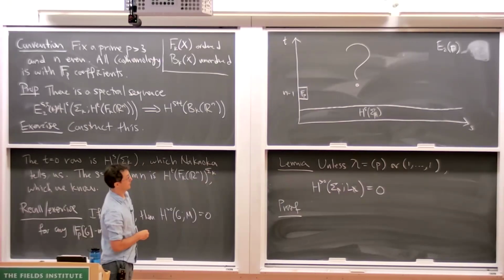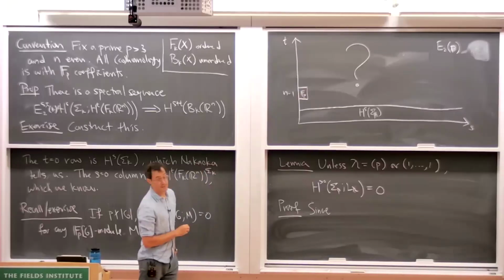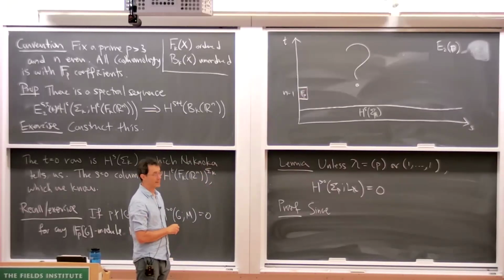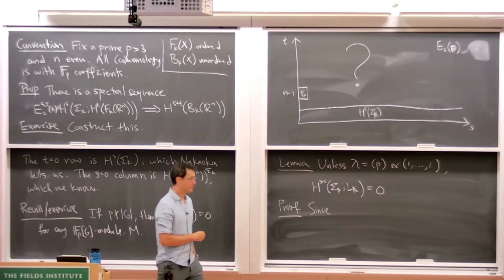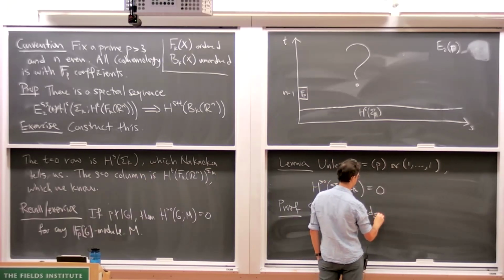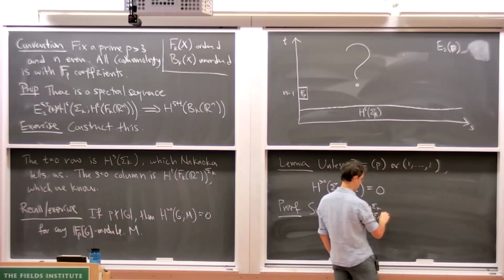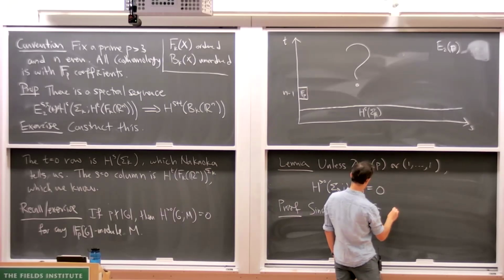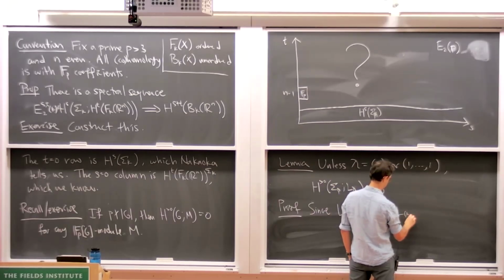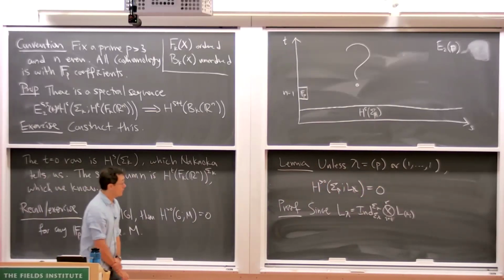Let's prove it. Let's remember what we know about this representation L lambda. We actually know that it is an induced representation. We proved that last time. So L lambda is induced from the subgroup sigma lambda, which is the subgroup that stabilizes the corresponding ordered partition, from a tensor product of smaller atomic building blocks.